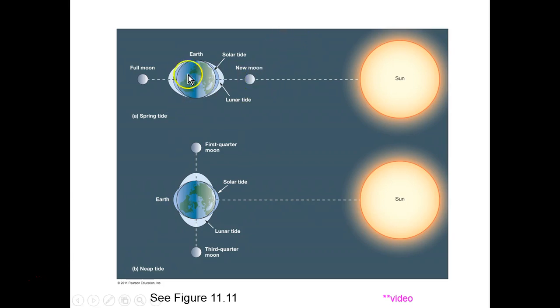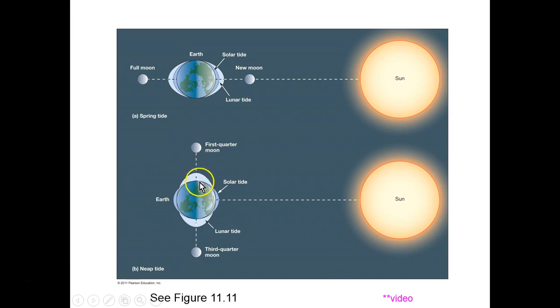And again, that would happen 2 days over the course of the month. And that's called a spring tide. A neap tide is created when the solar tide and the lunar tide oppose each other. They're in opposite directions. Okay, so we see that the solar tide is created in the direction of the sun and also in the opposite direction, just like the lunar tide.